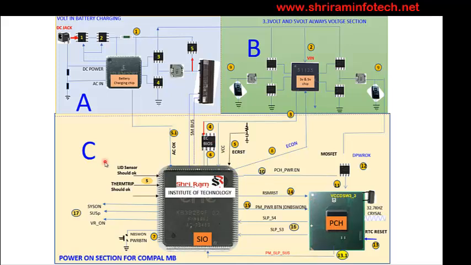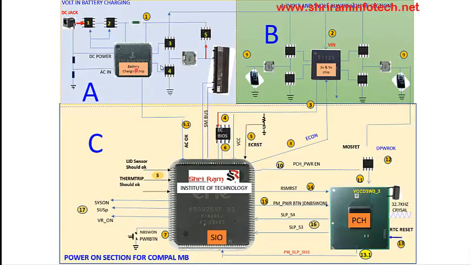We call it C section. This section is basically responsible for turning on the laptop. So there are three sections. So what does this section do? This section takes two inputs. One input is from here, the adapter input, and another input is the battery input. So it takes either from here or from here, and sends this voltage to this section.